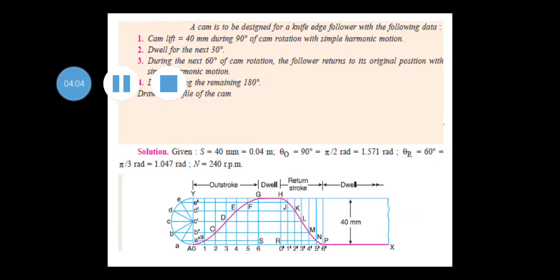Second is a dwell for the next 30 degrees. During the next 60 degrees of cam rotation, the follower returns to its original position with simple harmonic motion. Next is a dwell during the remaining 180 degrees. So we have to draw the profile of the cam.